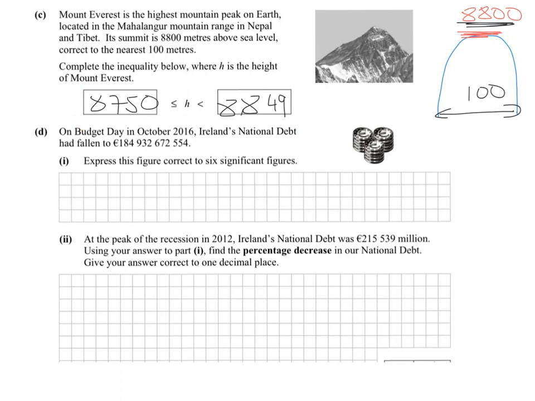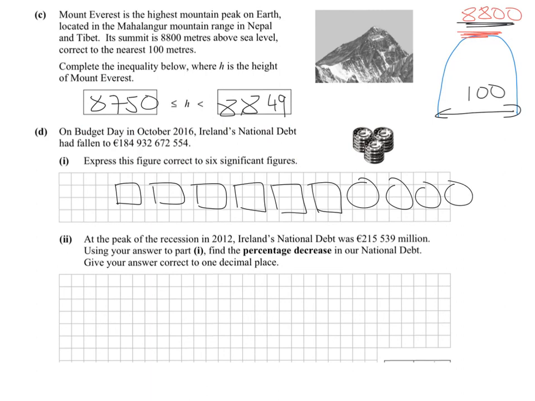The second one: on budget day in October 2016, Ireland's national debt had fallen by this much. Express it to 6 significant figures. So 6 significant figures can mean I have 6 digits and then my zeros afterwards, which is where people went wrong. So you should have 1, 2, 3, 4, 5, 6 zeros after that, and this should be your significant figure part.